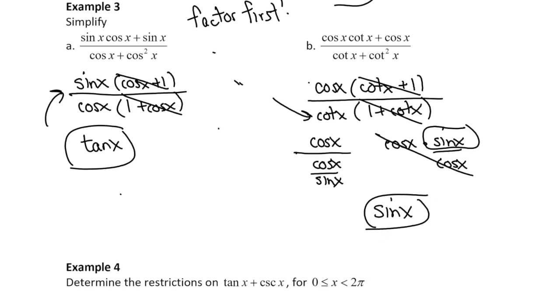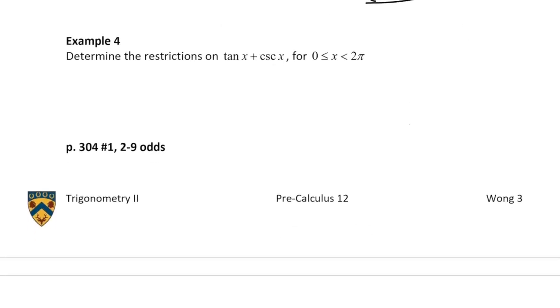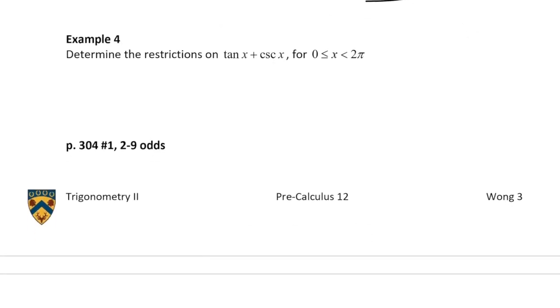Okay, this final example actually is a little bit different from most of the questions that we have here. It's just saying, what are the restrictions for tan x plus cosecant x? And it actually is more of a Trig 1 question than it is a Trig 2 question. So if you take a look at something like this, we want to say, can we write tan and cosecant in terms of something else, to be able to see where we could potentially have 0 as a denominator.